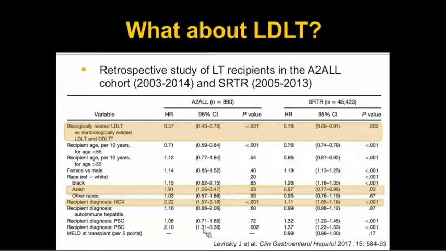And there were some other interesting and difficult to explain findings in this study. So, for example, in the A2ALL cohort, Asian race appeared to be a risk factor for acute rejection. In contrast, it appeared to be protective in the SRTR data. And that's something that I don't think there's a clear explanation for.